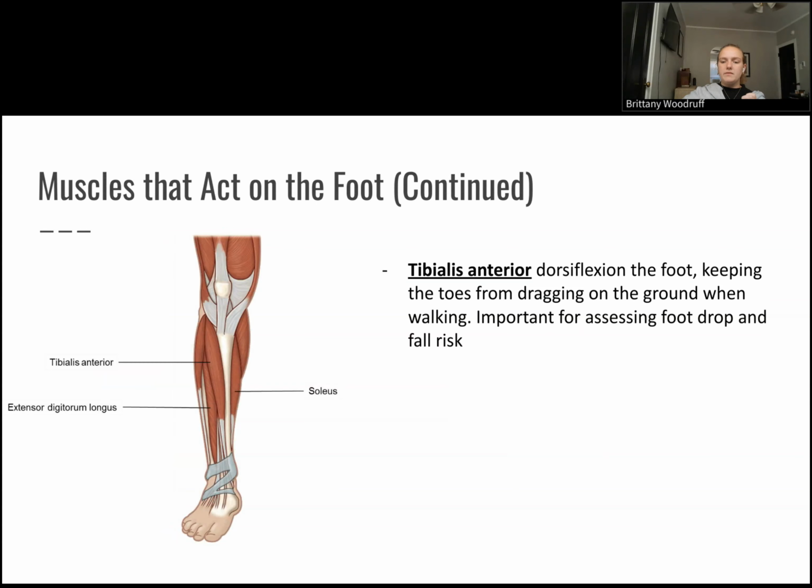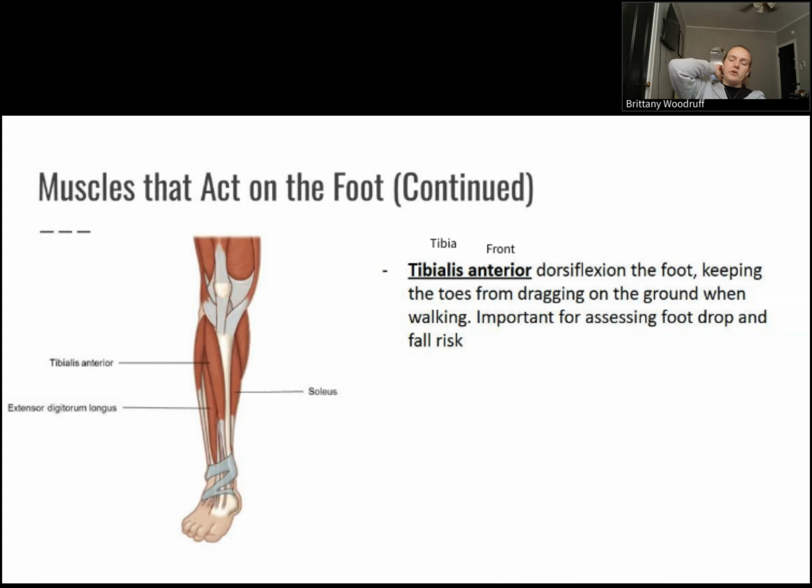Next, we have our tibialis anterior. Our tibialis anterior tells you where it is. So tibialis, you're talking about your tibia. Anterior, front of the foot, or front, okay? So tibialis anterior is on the front of your tibia.